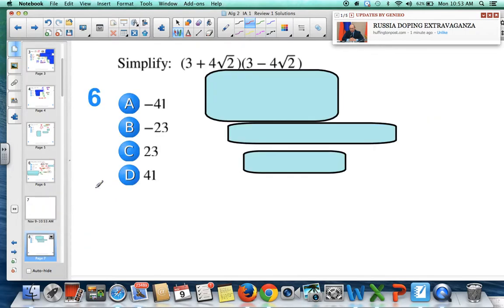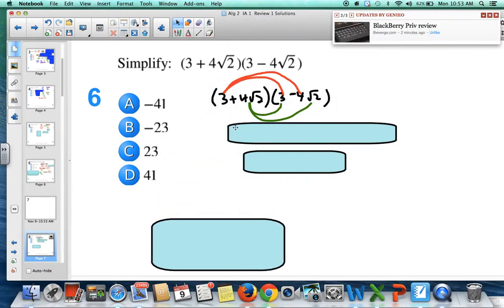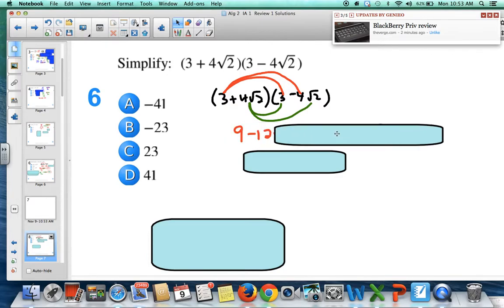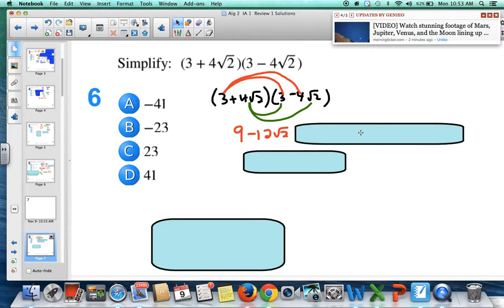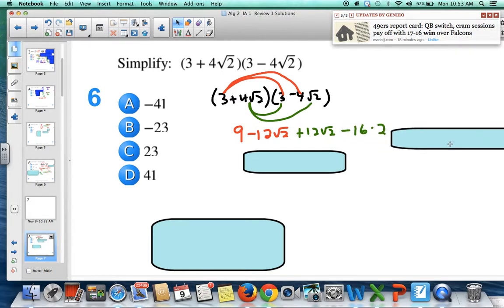And now number 6. We just have to do FOIL with this one because we have two binomials multiplied together. With that, we multiply. And so we basically are going to look like this. 3 times 3, that's 9. 3 times negative 4 becomes negative 12 square root of 2. And now we do with the green, 4 square root of 2 times 3 is plus 12 square root of 2. And these are going to cancel.